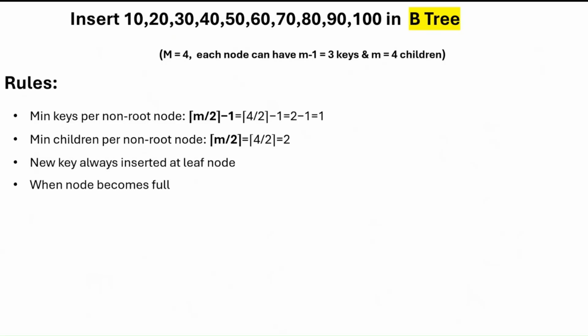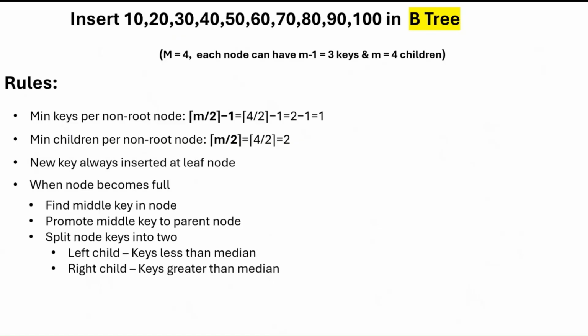When a node becomes full, let's say we are constructing the B tree and now we are adding a new key to a node which already has m minus 1 keys, what do we do? We find the middle key or median key in the node, right? We promote the median key to the parent node, and split the current node into two halves. The left child contains the keys less than the median key, and the right child contains keys greater than the median key. We'll understand this with the example.